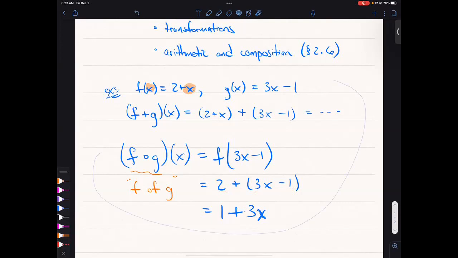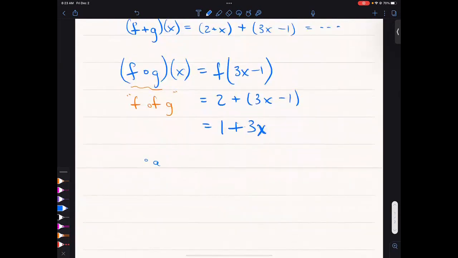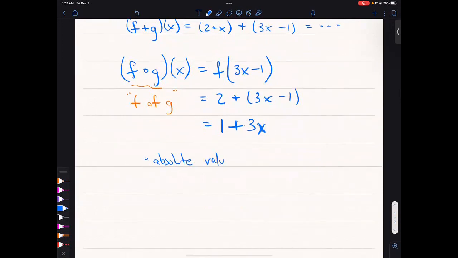Okay, I think absolute value stuff would probably be the other thing. Equations and inequalities. This was 2.5, 2.4, I think. Pretty sure. Absolute value stuff.